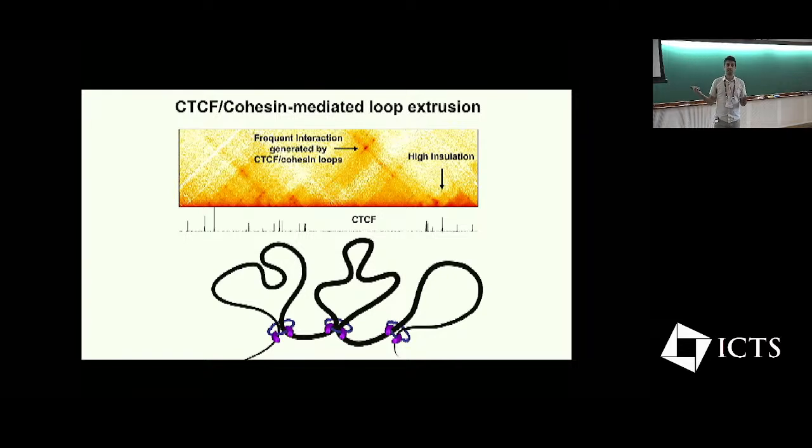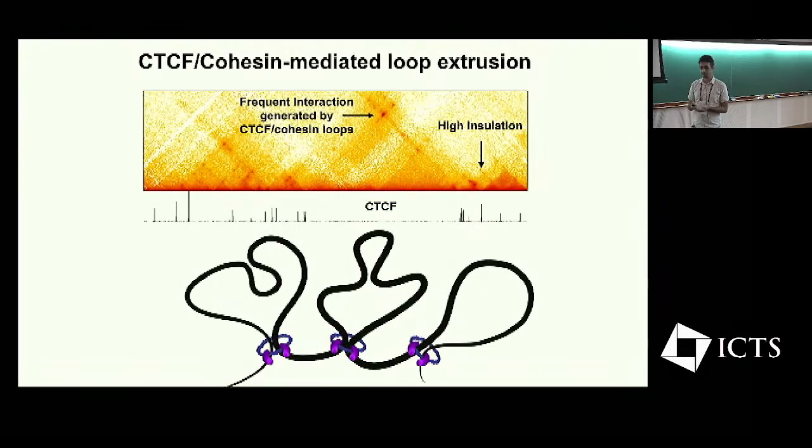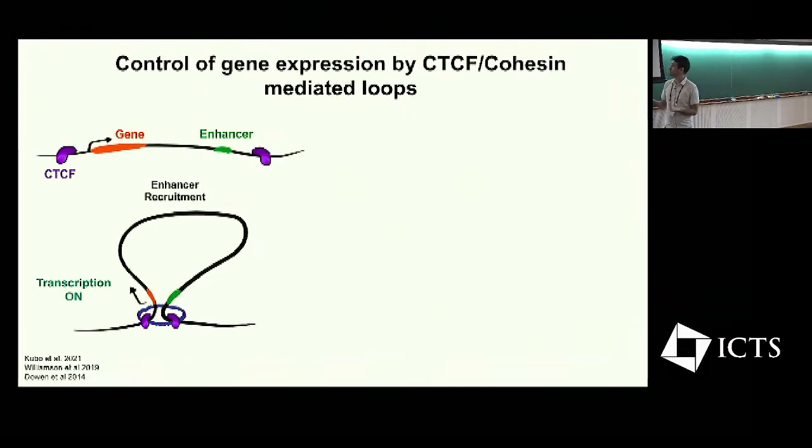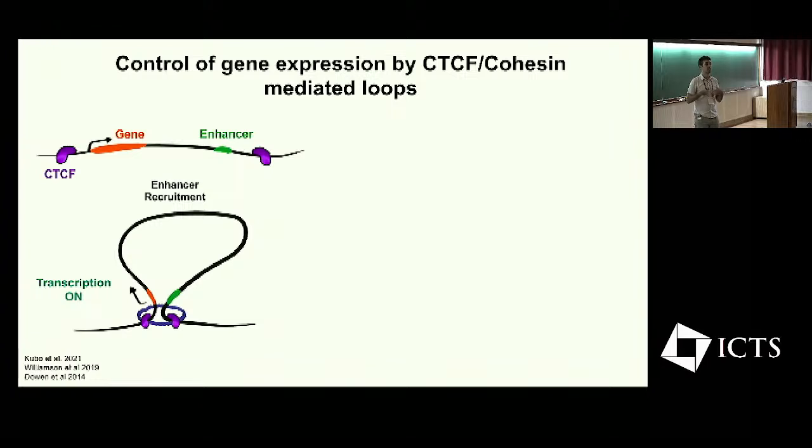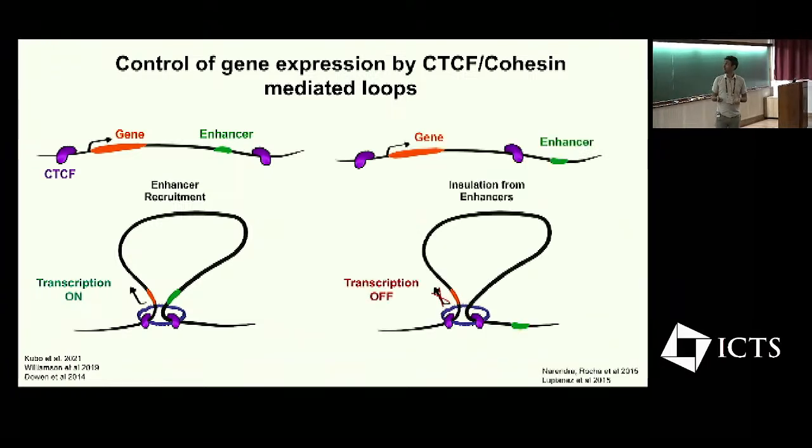One of the best things about this model is that it gives you a very easy, even if very simplistic, way to think about how mechanisms of nuclear organization can directly impact gene regulation. So you can easily think that if you have CTCF motifs between an enhancer and a promoter, formation of a loop can bring the two together and drive transcription. And in contrast, if that same motif is found between the enhancer and the promoter, formation of the loop is going to result in insulation and not transcriptional activation.